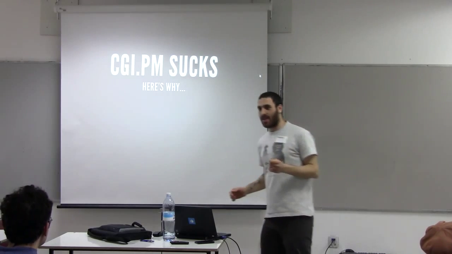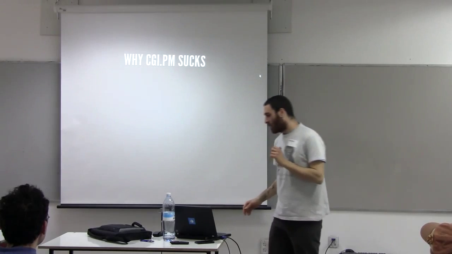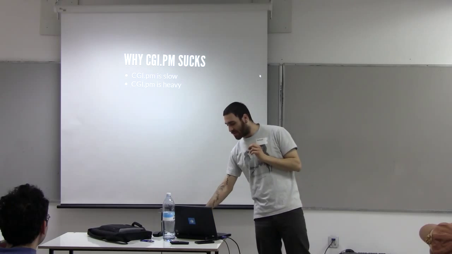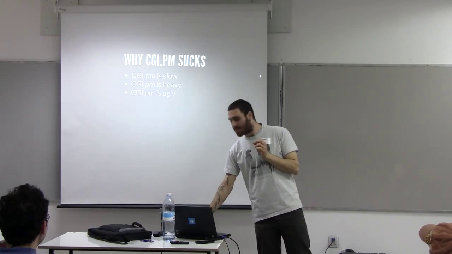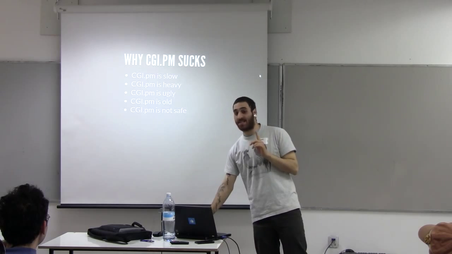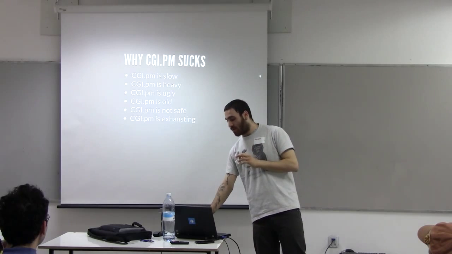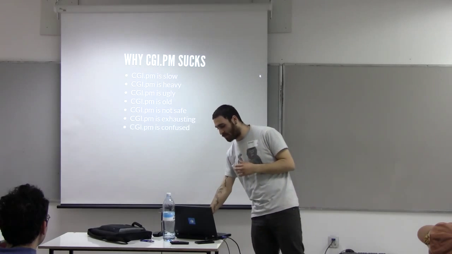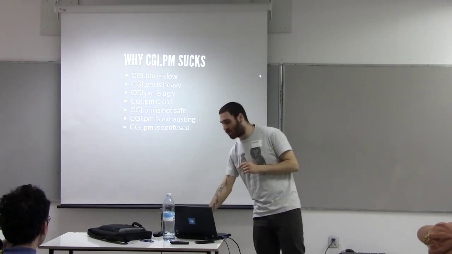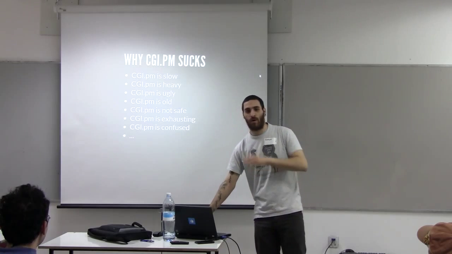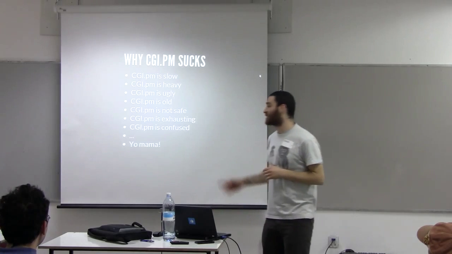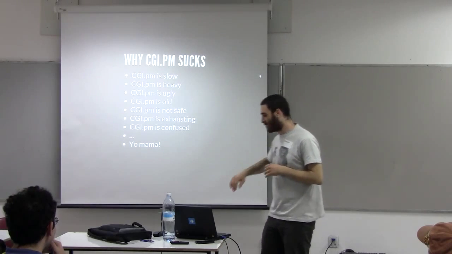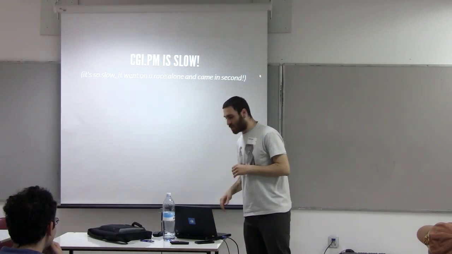Alright, CGI.pm sucks, right? It sucks. Here's why. First of all, it's slow. It's very slow. It's heavy. It's ugly. It's old. It's not safe, alright? It's insecure. It's exhausting. Not exhausted, it's exhausting. It's really exhausting to write in CGI.pm. It's confused, and I'll explain that one. And if all of these reasons aren't good enough, then you might think that's a good reason also, okay? If none of these reasons are good enough, you can use that one, all right? So why is it so?